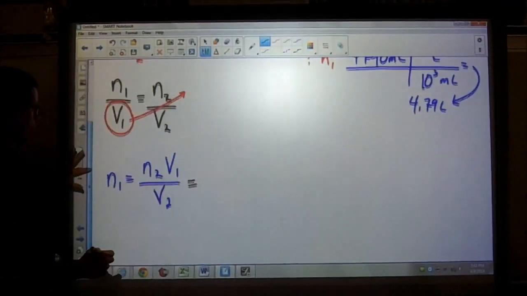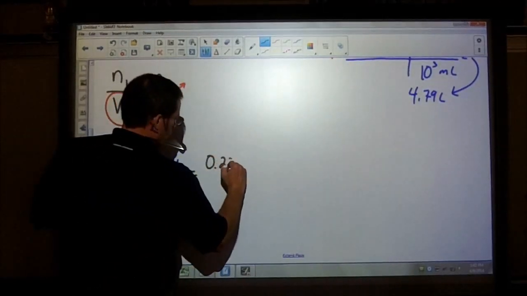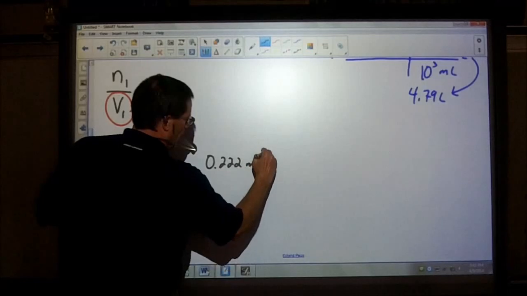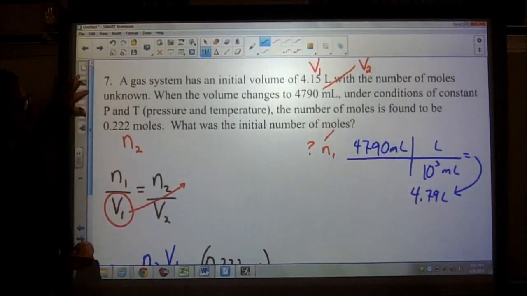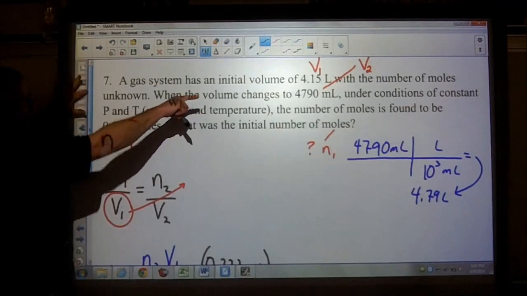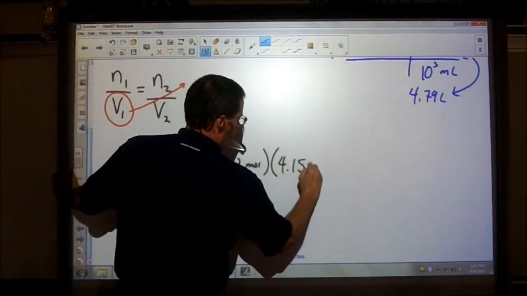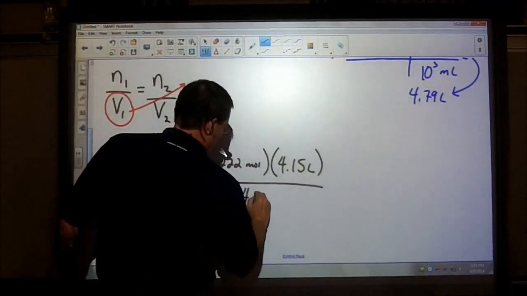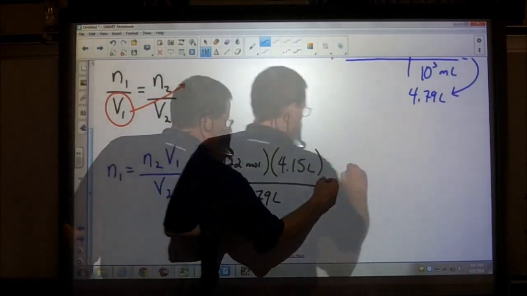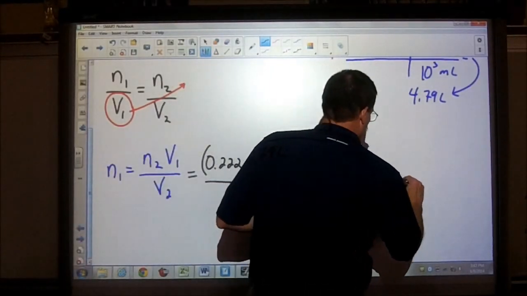So the number of moles at the end was 0.222. Now we have to be careful here because this is our initial volume. So our initial volume is 4.15. So don't write the wrong one down. And then our final volume was the one that we changed. So 4.79, 0.19, we'll say 2.